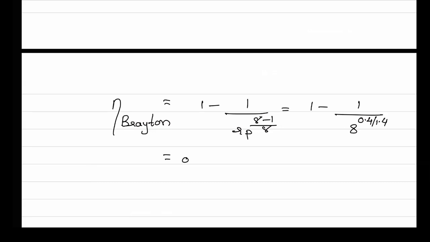1 minus 1 upon Rp raised to gamma minus 1 upon gamma. And it is equal to 1 minus 1 upon Rp, which is given as 8, raised to 1.4 minus 1, 0.4, divided by gamma 1.4. So if you find this value, you will get 0.4479, and multiplying by 100, you will get 44.79%. So this is the efficiency of Brayton cycle. That is the end of the problem.